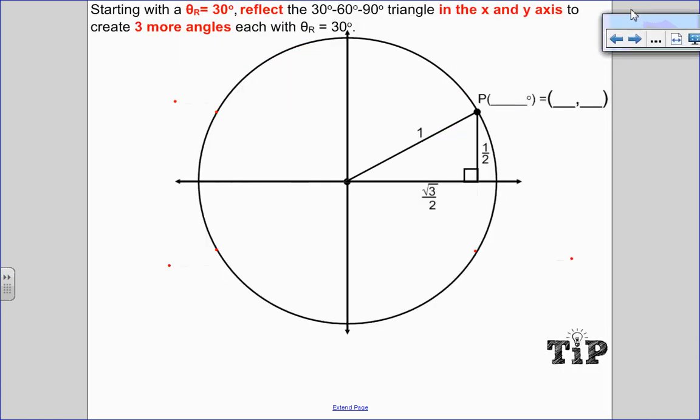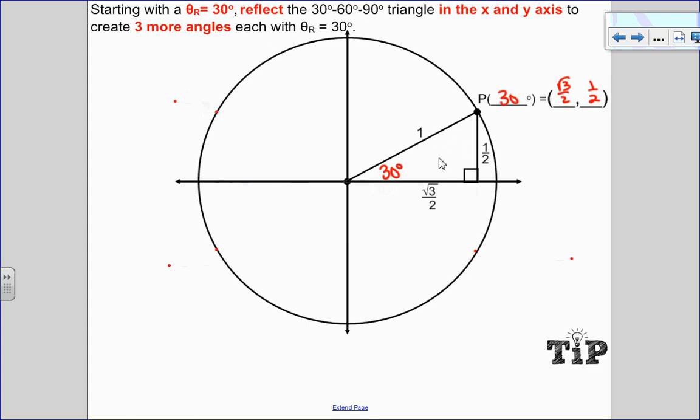Okay, so starting at the unit circle, we have our very first one that has a reference angle of 30 degrees. So this one here, reference angle of 30 degrees. So I know that my first point on the unit circle, when the angle is 30 degrees, is going to be the coordinates root 3 over 2 and 1/2. So that's my first one. So what I'm going to do is take this triangle, and borrowing from chapter 1, we're going to do some reflections all the way around the unit circle.